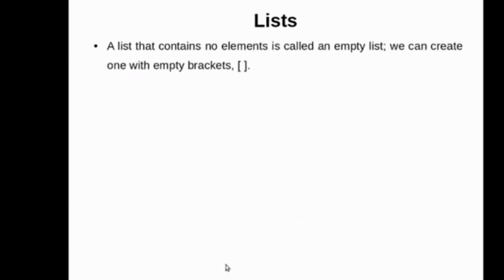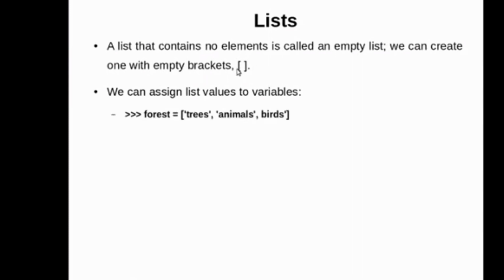A list that contains no elements is called empty list. We can create an empty list just by using square brackets like this. Like say empty is equal to, if we put these square brackets, it is going to create an empty list. And once we create a list, we can even assign values to variables.